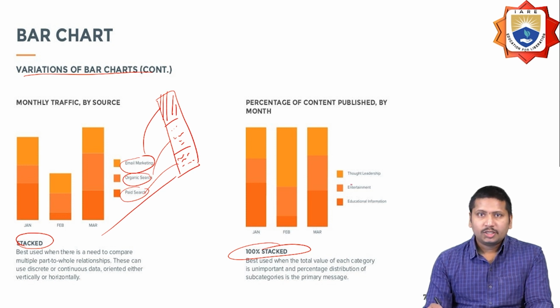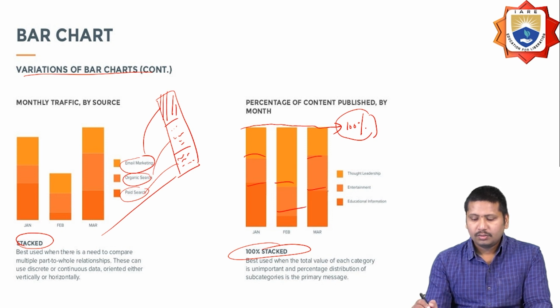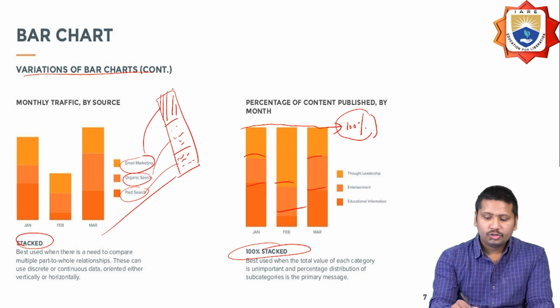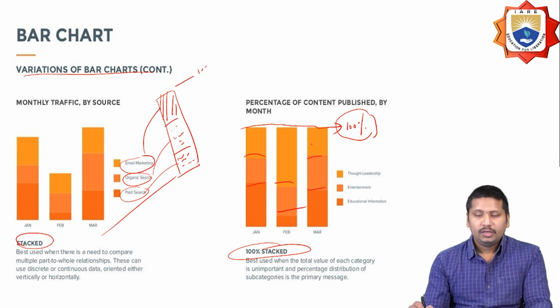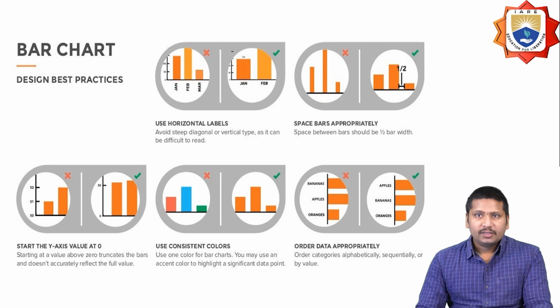And the next one is the 100% stacked bar chart. 100% stacked bar chart means here the data is going to be mapped to 100%. That means all the bars should be mapped to 100% equally, like this. Different portions, but it should be not just 100. All the bars should be of equal height. And this should be used when the total value of each category is unimportant and the percentage distribution of subcategories conveys the message.